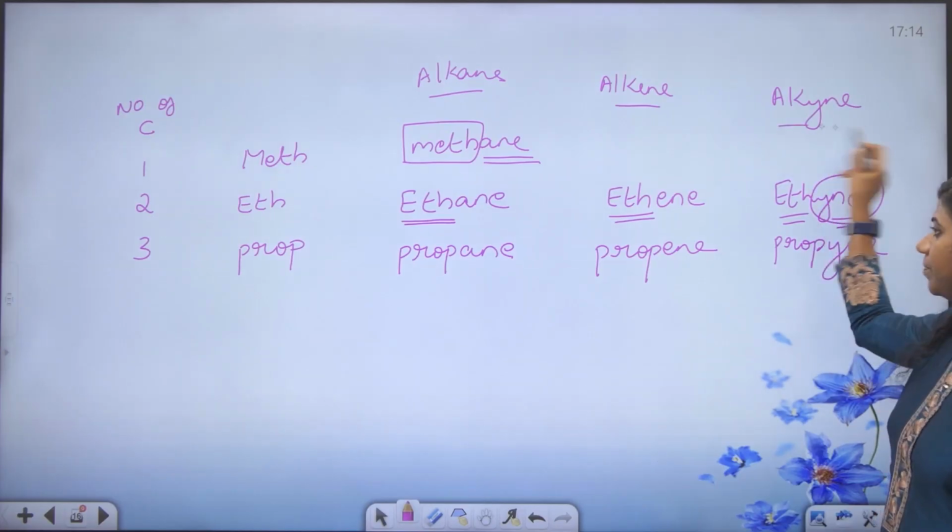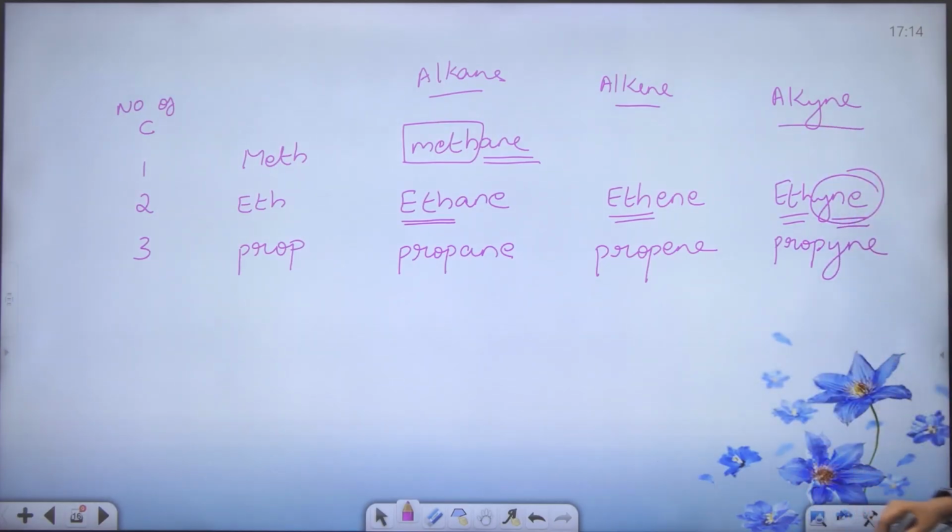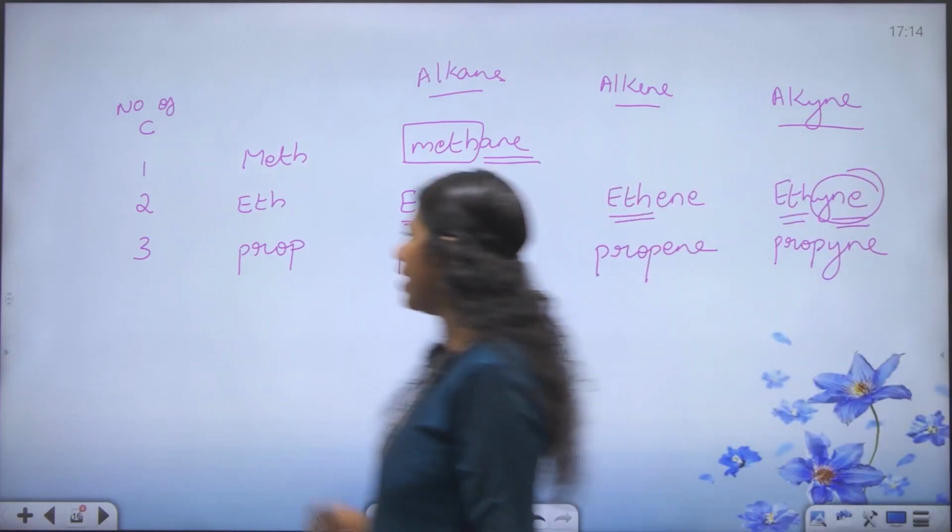Is it clear? Number of carbon atoms 3 means the word root is prop. If all bonds are single bonds, the name of the molecule is propane. If any bond is a double bond, the name of the compound is propene. And if any bond is a triple bond, the name of the compound is propyne. Okay. Then the number of carbon atoms is 4.